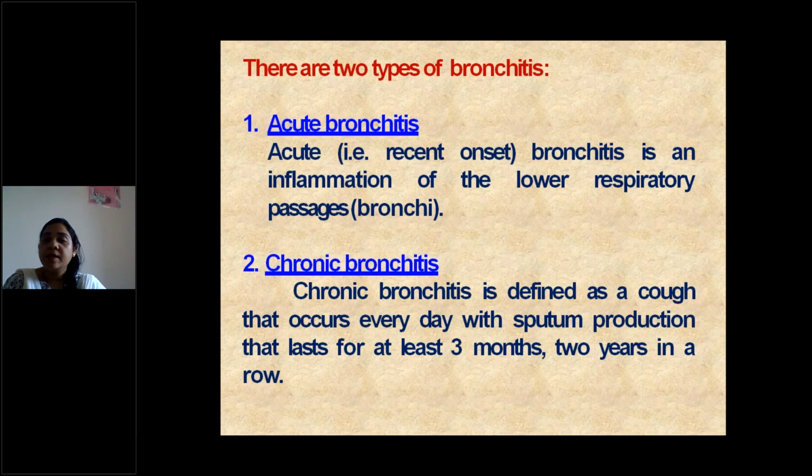So acute bronchitis is an inflammation of the lower respiratory tract, whereas chronic is defined as a cough that occurs every day with sputum collection that lasts for at least 3 months or 2 years.